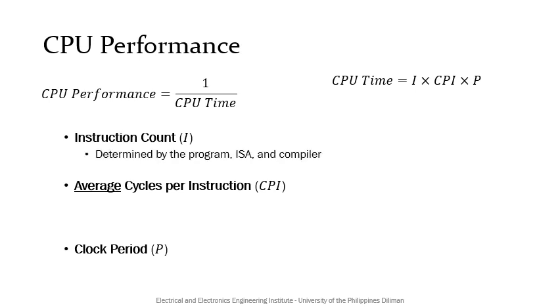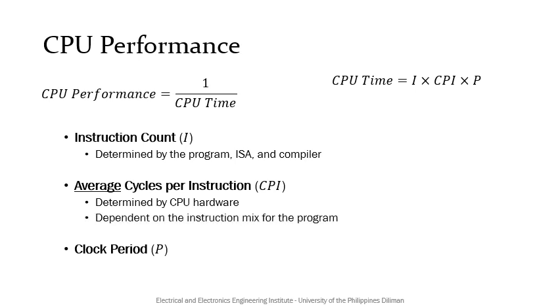I is determined by the actual program we are running. If we are starting with a high-level program, I will also depend on the target ISA and compiler used. CPI is determined by the CPU hardware. If you have a single-cycle processor, then CPI is 1. For a multi-cycle processor, CPI is something greater than 1.